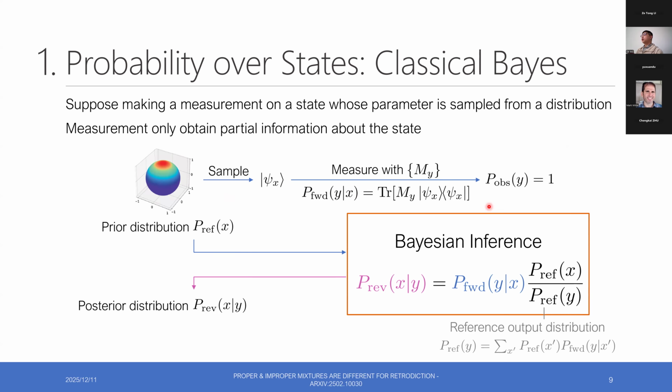After we observe something, say we observe the output y, we insert these values into the Bayes rule, and according to the Bayes rule we can obtain an updated distribution over the Bloch sphere. This would be our updated knowledge of these quantum states after observing the result y. So what you can use here is just the classical Bayes rule.